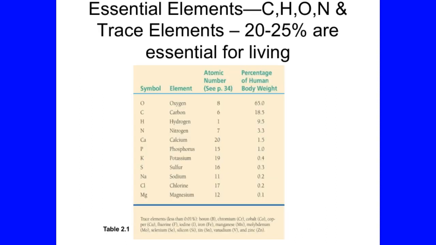And there are some elements that are essential for all or most living things. They are made up of what we call CHON: carbon, hydrogen, oxygen, and nitrogen. There are a couple other trace elements that are required and essential for living beings, and those you mainly get from the food that you eat.